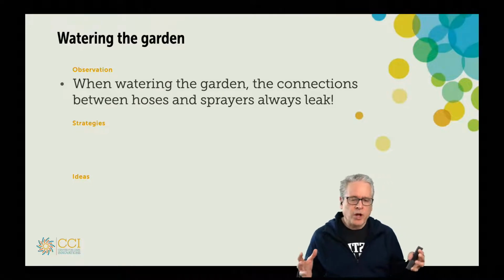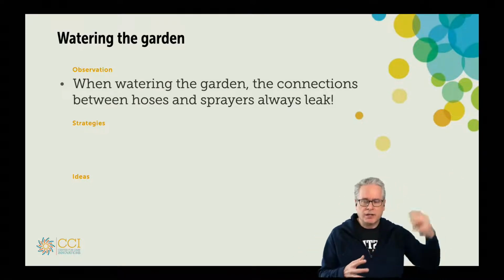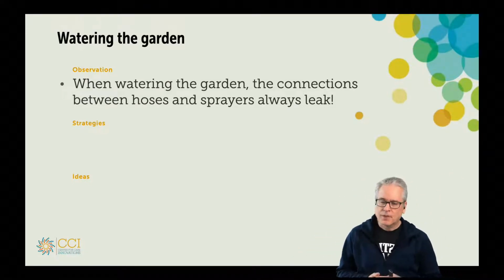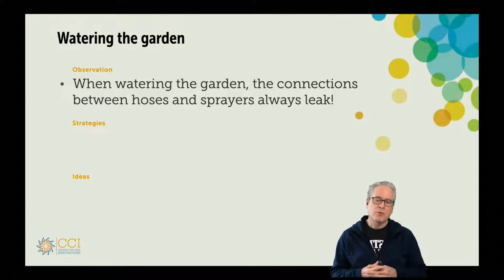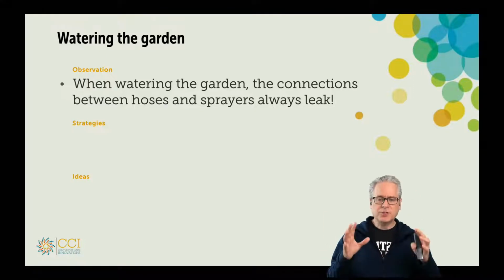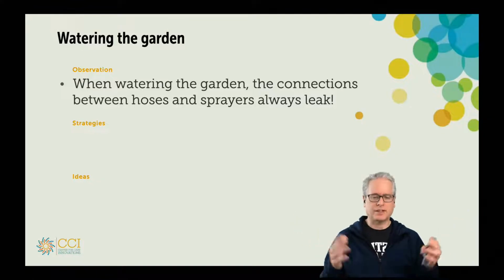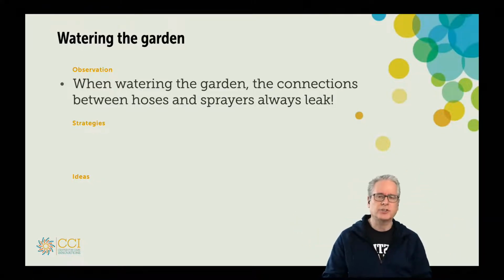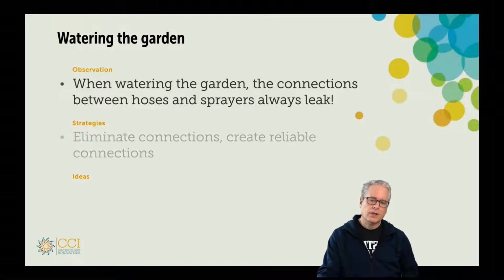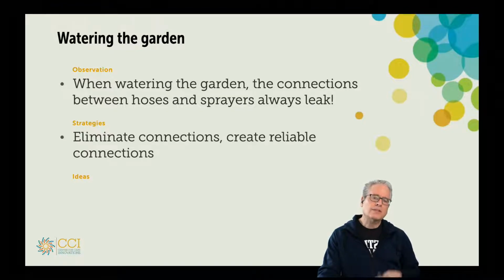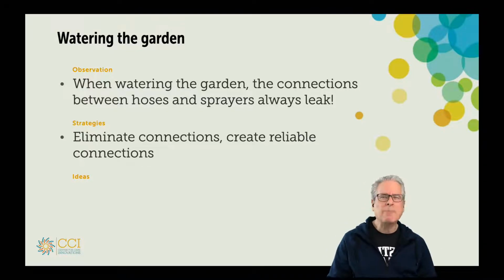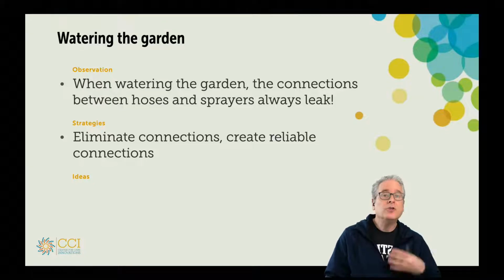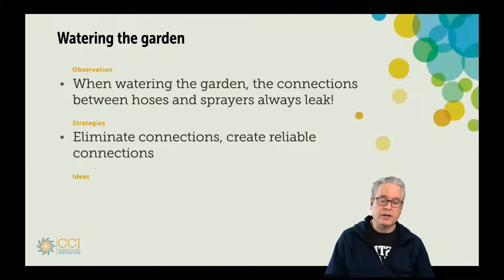So, watering the garden. Quick observation. When watering the garden, and I'm just playing on our permaculture theme here, the connections between hoses and sprayers always leak, don't they? Or all of a sudden you've got something spraying at you from between the hose and the sprinkler or whatever. And so that's a pain point, or an observation about what happens that isn't quite right in doing an activity, in this case, watering the garden.